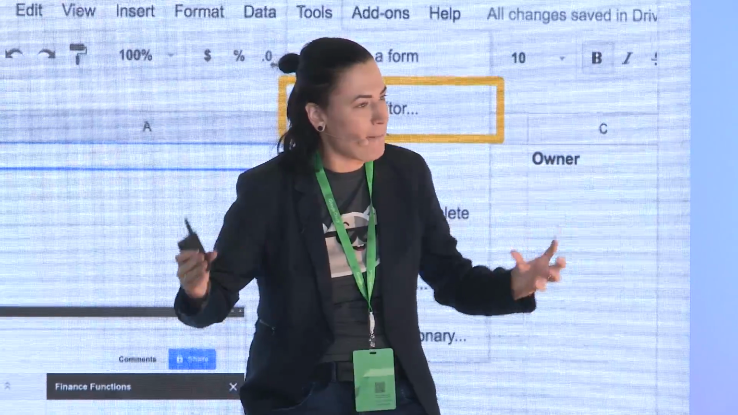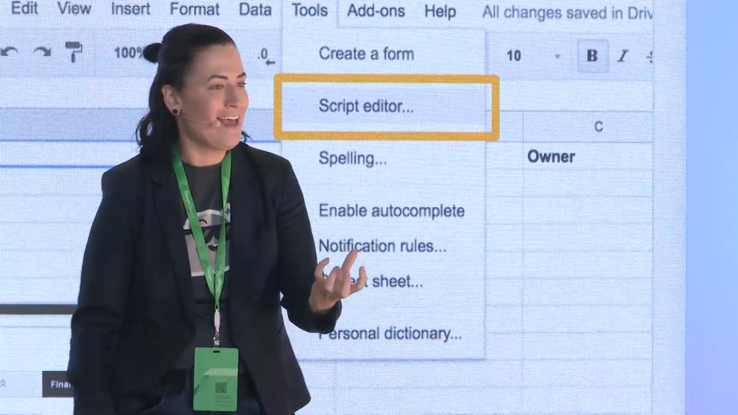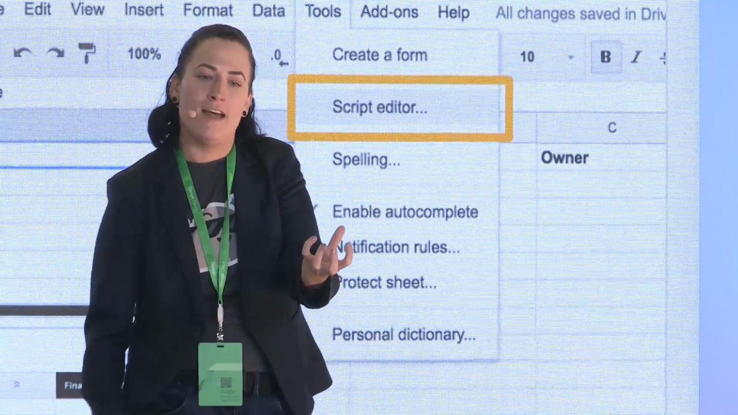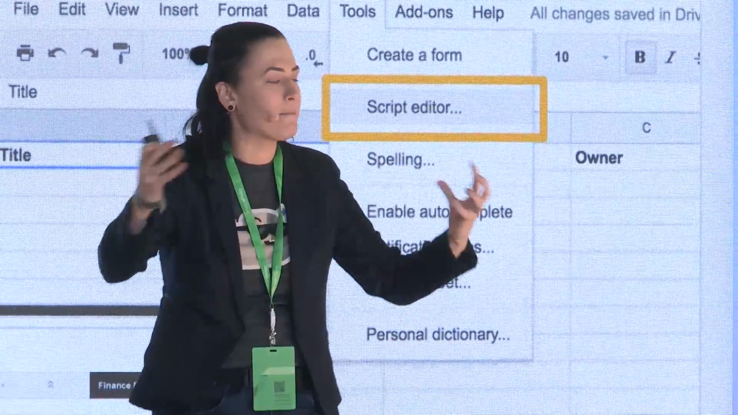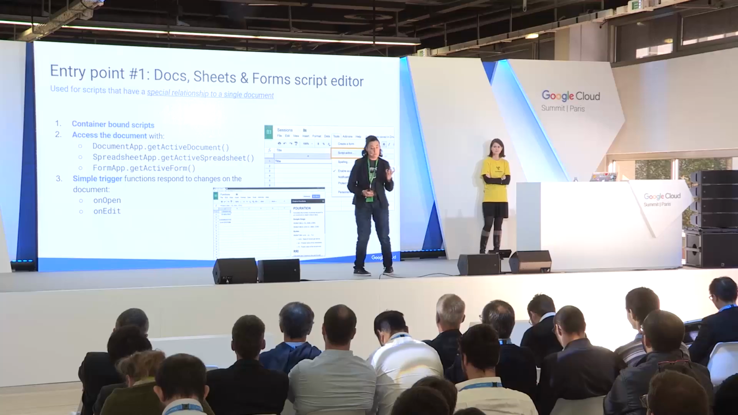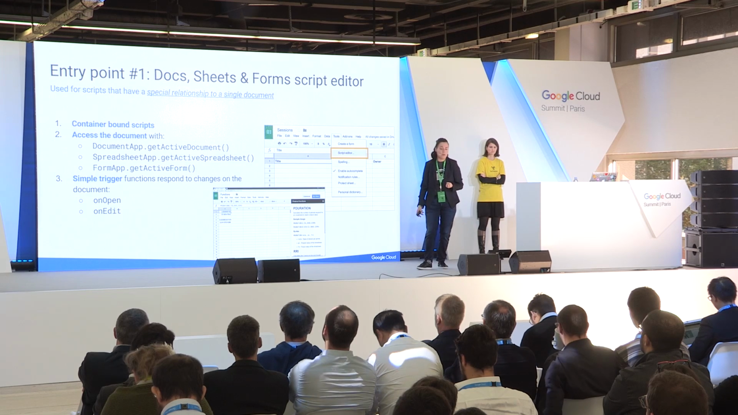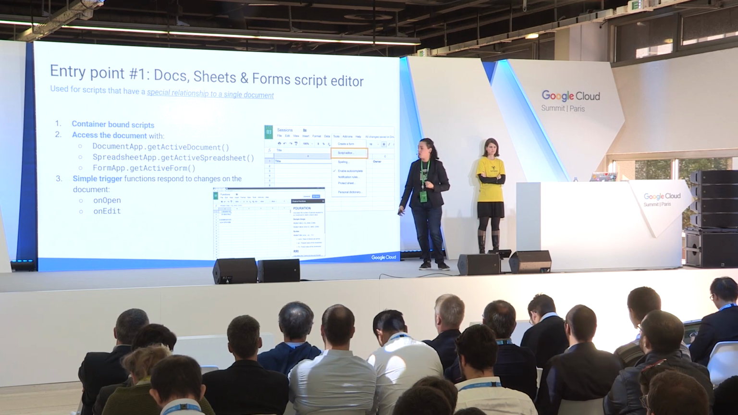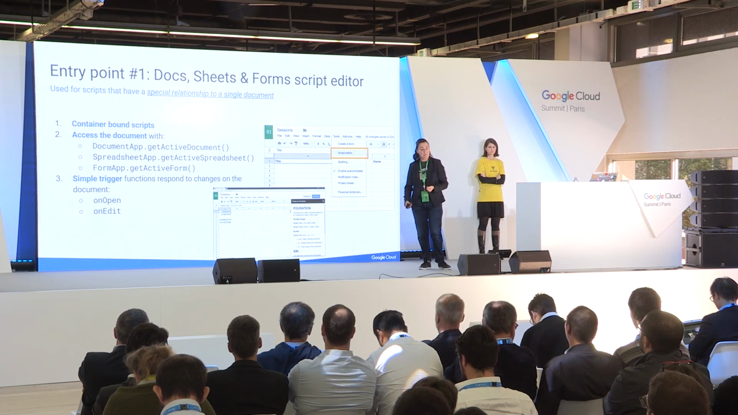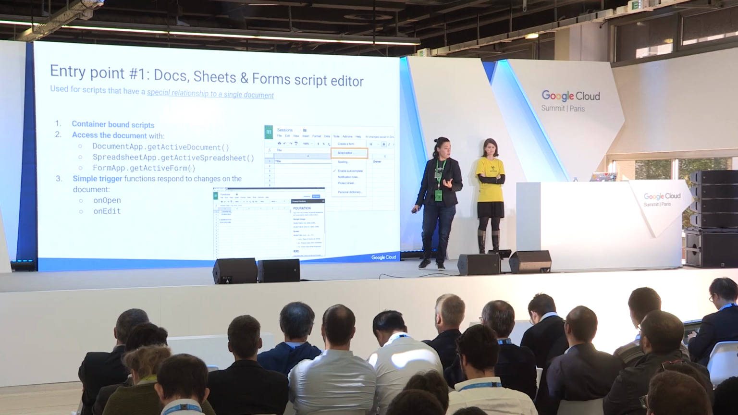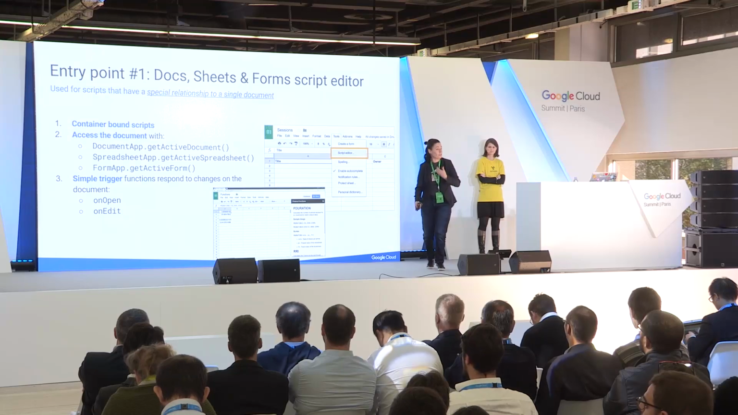Now, what is a container-bound app? That means I have one particular Google Doc or one particular sheet, and every time I open that sheet, I execute my own App Script code. That is a container-bound application. So it's for one particular document. And you can get access to that particular document by running DocumentApp.getActiveDocument, SpreadsheetApp.getActiveSpreadsheet, or FormApp.getActiveForm. And it has these triggers, so every time you open the document, you can execute code, or every time you edit the document, it executes code.